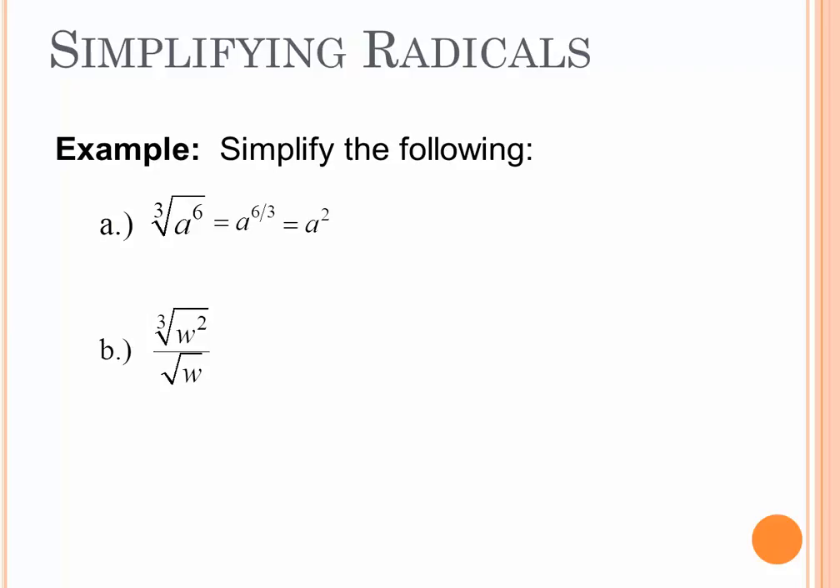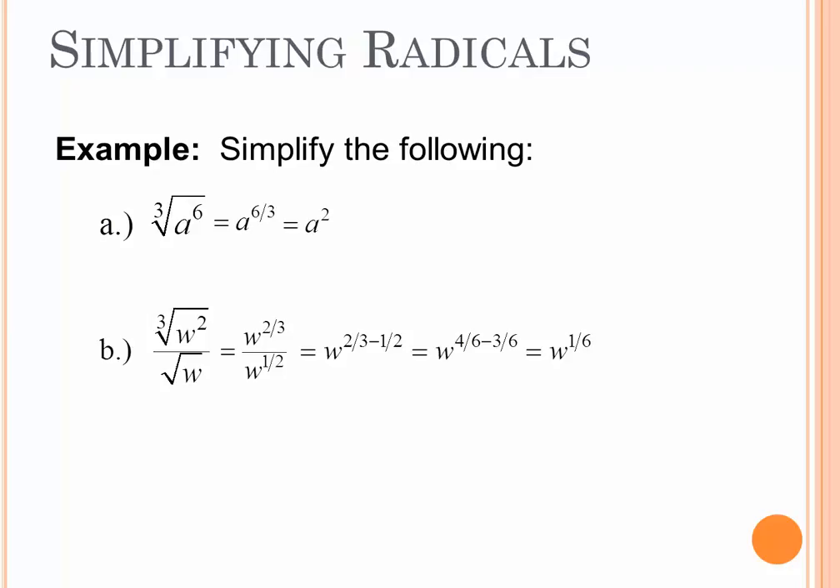In part B, we have the cube root of w squared divided by the square root of w. We could rewrite the numerator as w to the 2/3 power, and the denominator could be rewritten as w to the 1/2 power. Our rules of exponents tell us we can subtract the exponents, so we have w to the 2/3 minus 1/2. We need a common denominator. Between the 2 and the 3, the common denominator is 6.